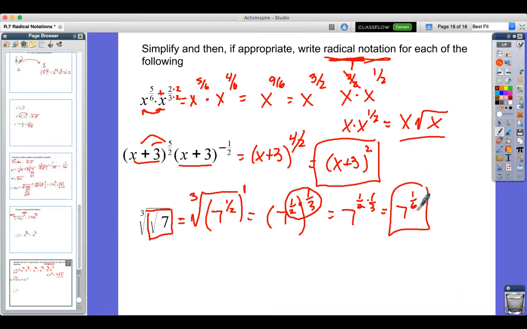Now, if you were to convert this, it also will look aesthetically pleasing like this. The 6th root of 7. That is also right. This was very ugly looking, but these two, I accept either one. I like this, but we take either one.